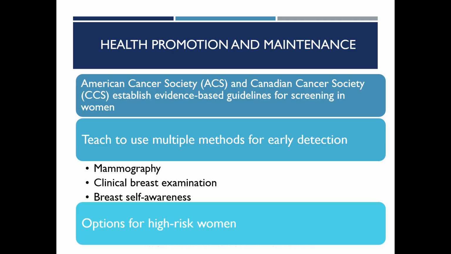All right, so the health promotion and maintenance. The American Cancer Society says at age 40, they can choose to have an annual mammogram, and then after 45, have one every year. At 55, every 2 years if it stays low.